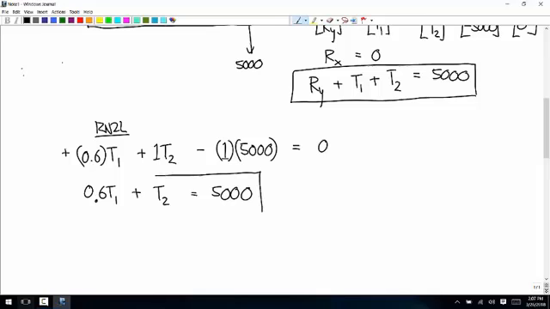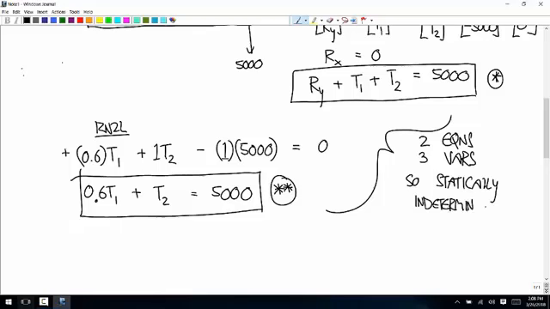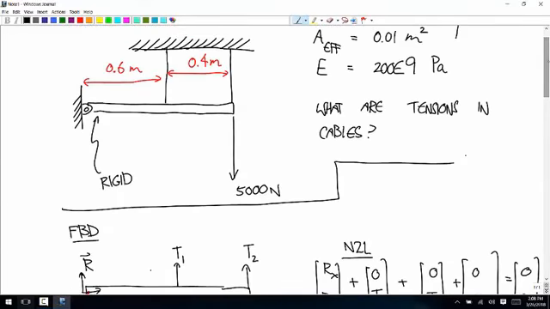We can't solve either of these. So I'll call this equation star. This is 2 star. And how many variables do we have? 1, 2, 3. 2 equations. So it's statically indeterminate. We're going to have to figure out something, some restriction on the motion. Okay, so what's the restriction on the motion that we're looking for here?